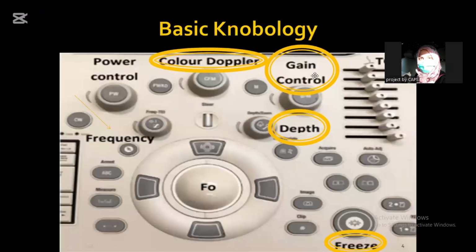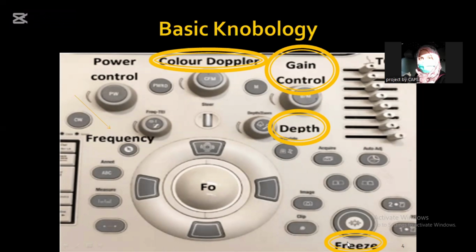For example, the gain, depth, freeze button, color Doppler, and the frequency. The gain knob is basically used, you can say, as an alternative to the brightness of your screen. You want it bright or you want it dark, you can just increase or decrease the gain. Then there is depth. Depth means you want to zoom in or zoom out your image. And sometimes when the structure is very deep, you can increase the depth to locate your structure.